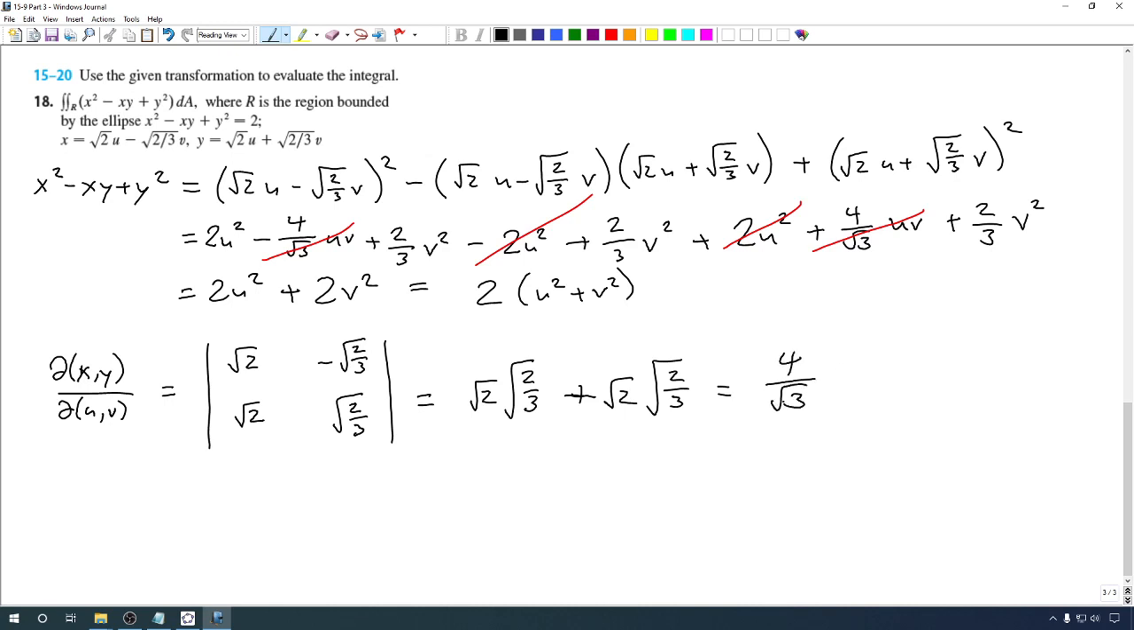That's your Jacobian. Now, not all Jacobians are going to be constants. That's just happening in these first 2 examples. We won't have a constant for our next one.